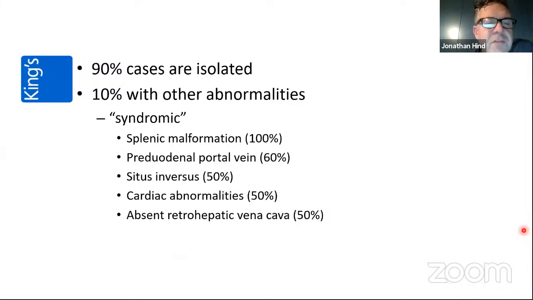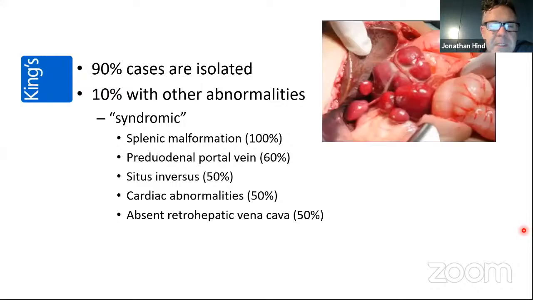Most cases of biliary atresia, 90%, are isolated. That means that the child has biliary atresia, but no other problem. But in 10% it is with other abnormalities, known as syndromic biliary atresia. And the commonest abnormality to find with biliary atresia is splenic malformation. So here, that's the liver, bowel, where you should see a single spleen. You can see many little splenunculi. That's a splenic malformation. That's biliary atresia splenic malformation.